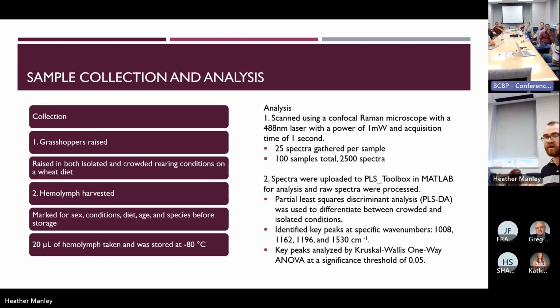The analysis was done using a confocal Raman microscope. This has a 480 nanometer laser with a power of 1 milliwatt and an acquisition time of 1 second. 25 spectra were gathered per sample, resulting in 2,500 from the 100 total samples used. And they were uploaded into PLS Toolbox and MATLAB for analysis, and the raw spectra were processed to then be analyzed with partial least squares discriminant analysis, PLSDA, to discriminate between the two conditions, and then identify key peaks. The peaks at the wave numbers shown here were then analyzed using Kruskal-Wallis one-way ANOVA, which is a test to determine the significance of the peaks between two groups.